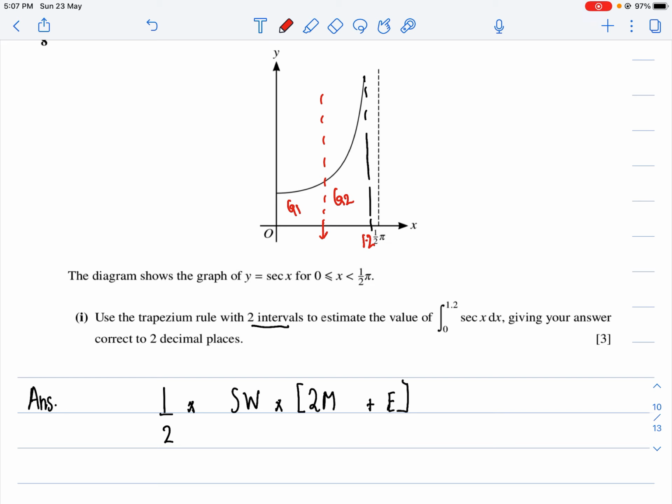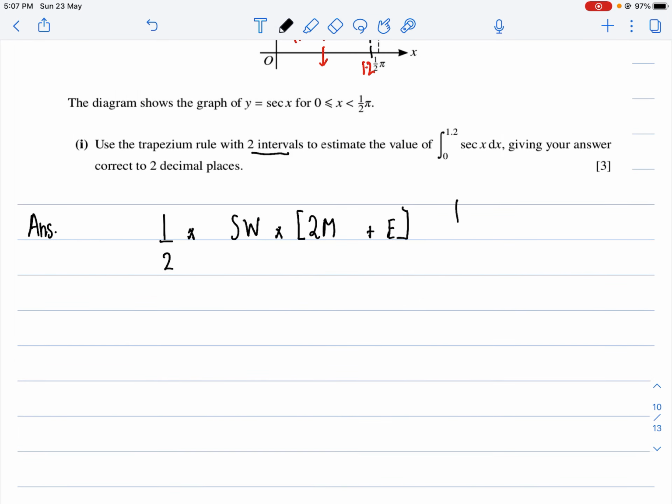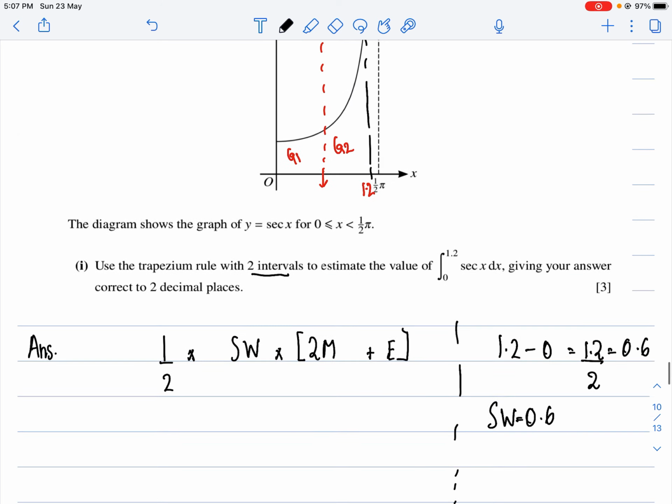To calculate the strip width, I can simply do 1.2 minus 0, which gives me 1.2, over 2. So I get my value as 0.6. That means my strip width is 0.6. The strip width basically means the difference, and this difference is 0.6 and 0.6.